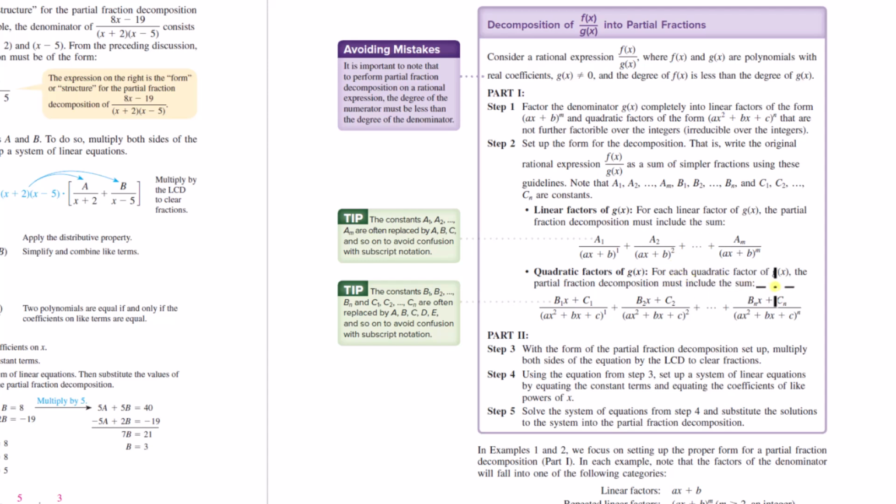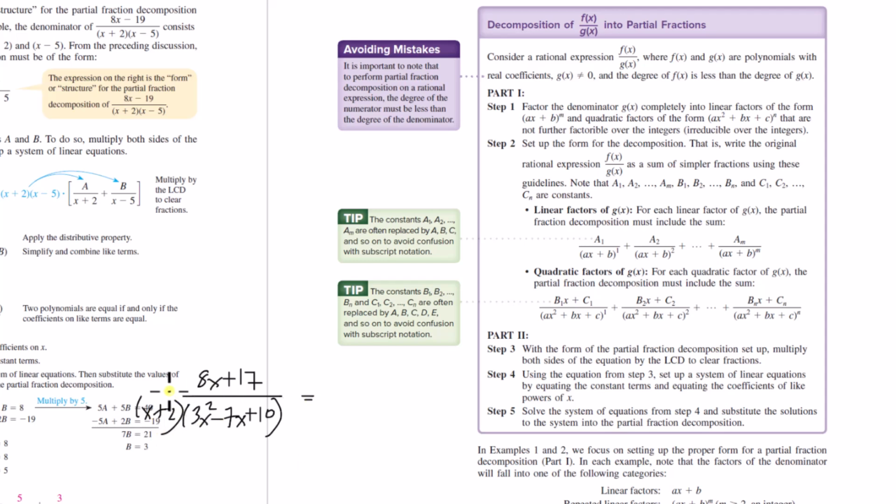For each quadratic factor, the partial fraction decomposition must include the sum. This is the exact same idea as the linear factor, in terms of if you've got a quadratic factor squared or cubed. So if we had, we could put anything in the numerator, it does not matter. Now let's say we also had a linear factor, so we had this and then x plus 2.